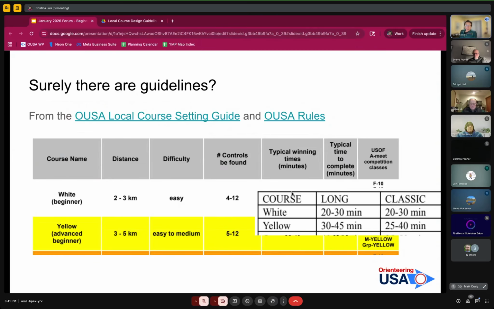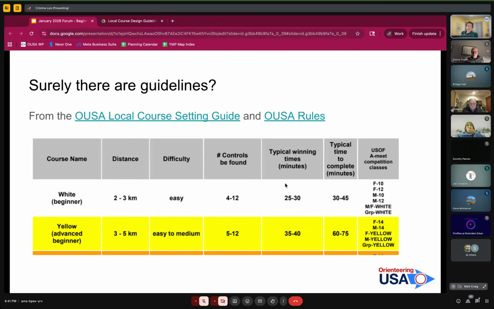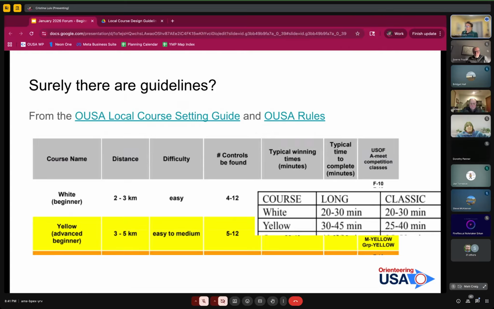In fact, the winning times, if you look in the rules for like classic, are shorter than what this guide has, right? We're looking at 20 minutes, 25 minutes. And I think that's probably the way that most people expect it when they go to an NRE, is that they're a little on the shorter side, which means that these might be shorter here. And also these numbers are really small. There's no way you're going to set an appropriate white course that's 2K with only 4 controls. That's 500 meters per leg. So yeah, this is out there.